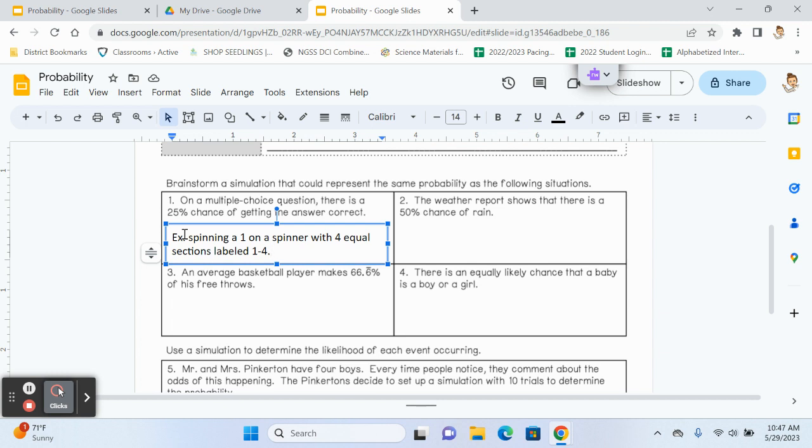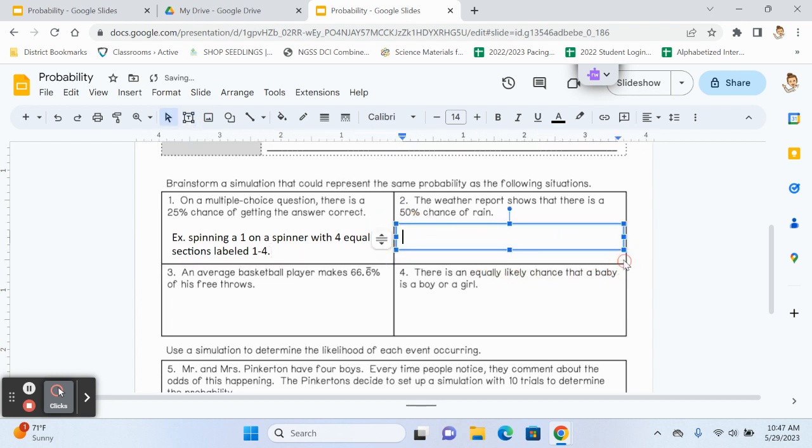So number 2, the weather report shows that there's a 50% chance of rain. So 50% means 1 out of 2, 1/2, correct? What are some things that you could do that are 1 out of 2? Well, this spinner situation that we just did would not work in this situation because there are 4 sections. So this might be a really good time to think about using a coin. Maybe our example might be flipping tails on a fair coin. We know that that is a 50% chance. You're either going to get tails or you're going to get heads.